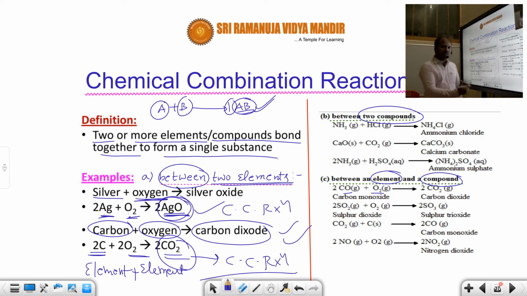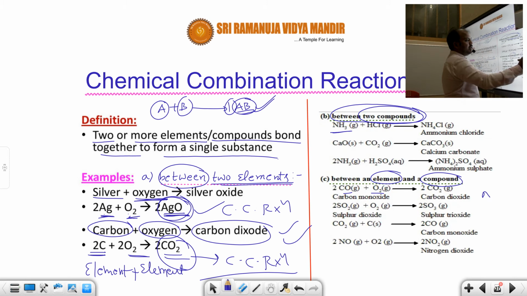So whenever elements combine, compounds combine, or an element and a compound combine, and in the product side only one new substance is formed, then that chemical reaction is said to be a chemical combination reaction. If you take another example, between two compounds, compounds combined, only one new substance is formed, that is also a chemical combination reaction. Ammonia is the compound. How can I say this is a compound? Nitrogen, hydrogen, ammonia, take a look here, NH3. Nitrogen is a different atom, hydrogen is a different atom. Whenever different atoms are there, that is called a compound. So ammonia is a compound because different atoms are present in it.